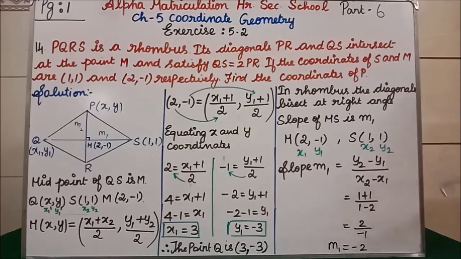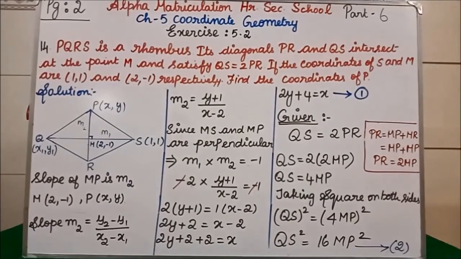Now we have got the slope of MS as M1. Similarly, the slope of MP we have to find, and we take that as M2. Students, that we will see on page number 2. Since it is a very lengthy problem, I have written it on the top page number. According to that, you have to write in your class book. The remaining problem we will see on page number 2, in the 14th question. So far we have found the slope of MS, which we have taken as M1. Now we are going to find the slope of MP.